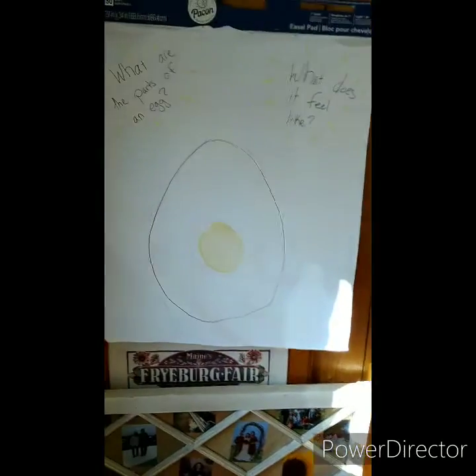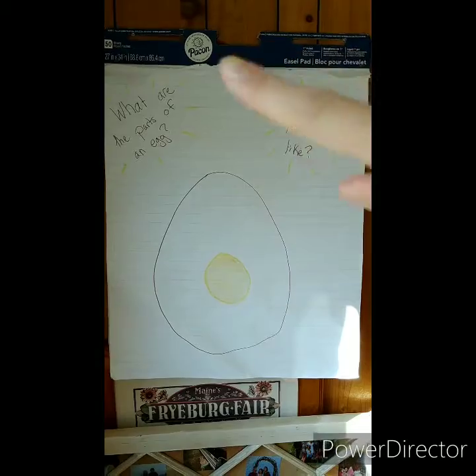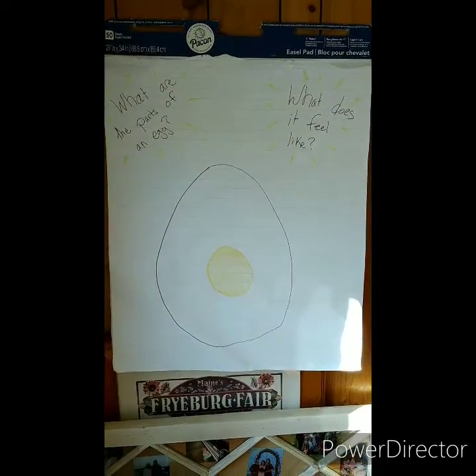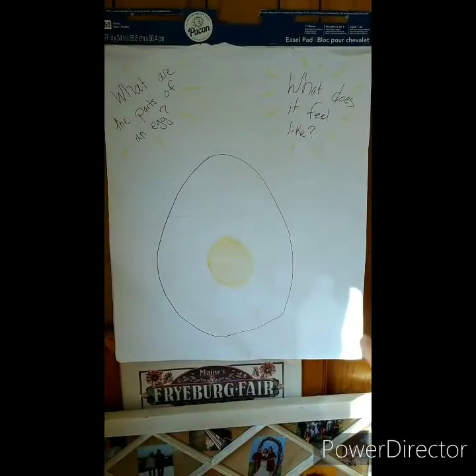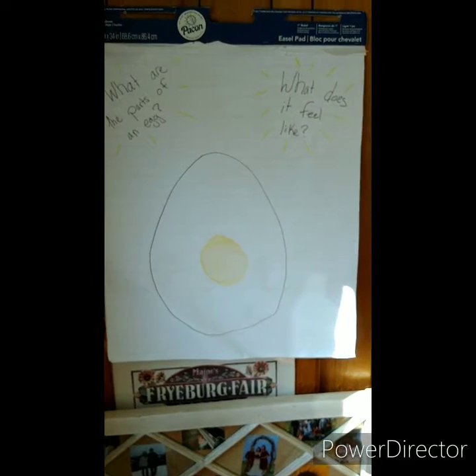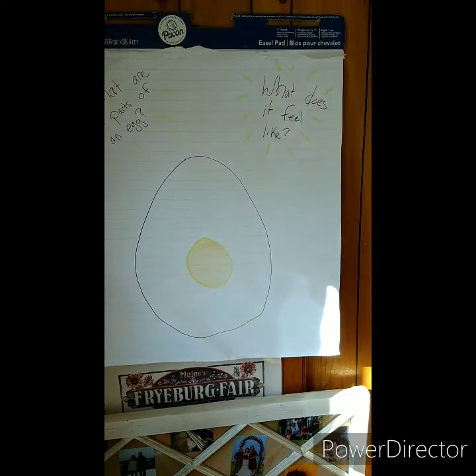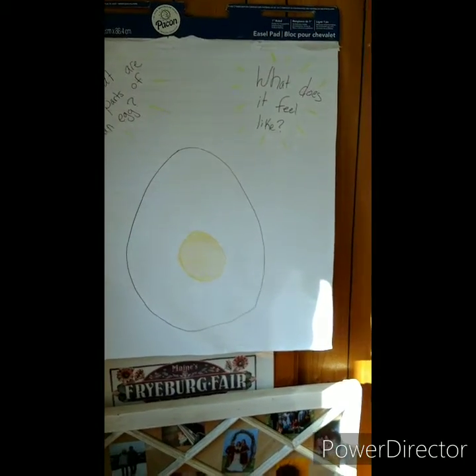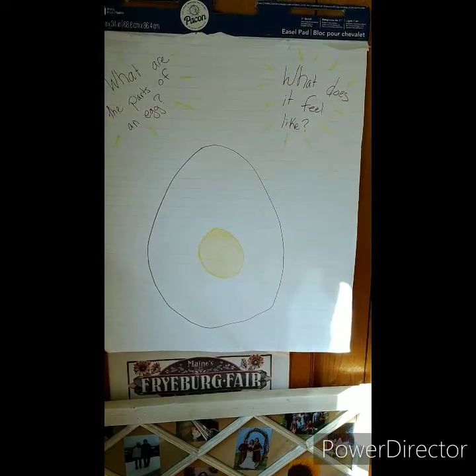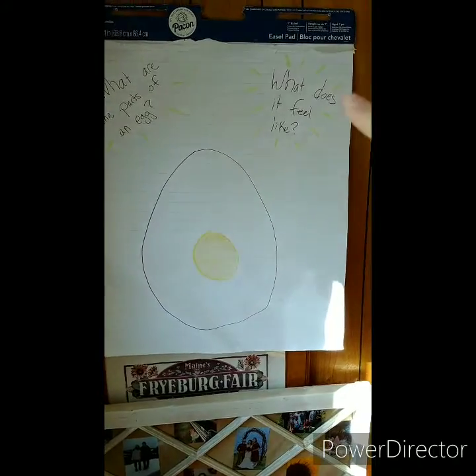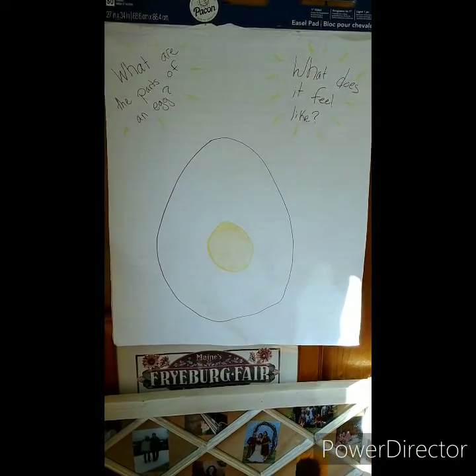So today we're going to specifically talk about the egg. And we're going to talk about all the parts of an egg and how it feels. Have you ever felt an egg before? All right, so let's look at this chart over here. I made this, and it says over on this side, what are the parts of an egg? And we're going to label this egg and all the parts of it, okay? And then over on this side, it says, what does it feel like? So we're going to feel the inside of an egg, and we're going to describe over here on this side how it feels. Are you guys ready?